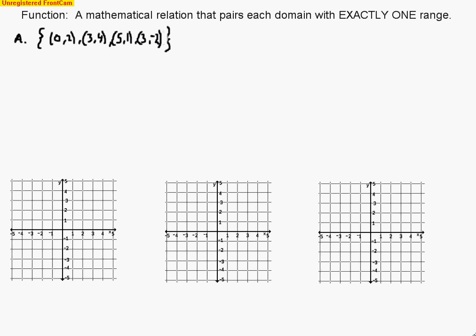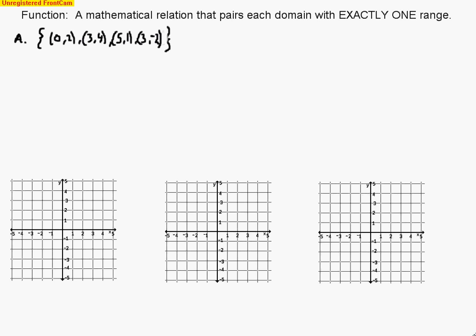Taking a look at today's assignment, they're going to ask us about a new vocabulary term called a function. And all a function is, it's a relation that pairs each domain with exactly one range. Basically, all that means is each domain has only one range. The domains do not end up repeating. So let's take a look at a type of problem where we'll see.